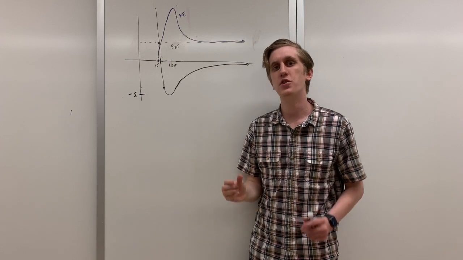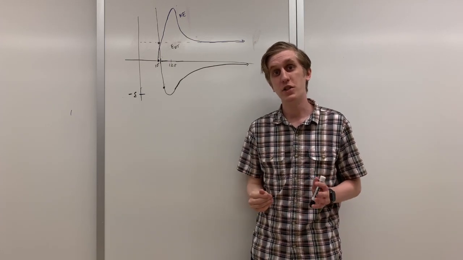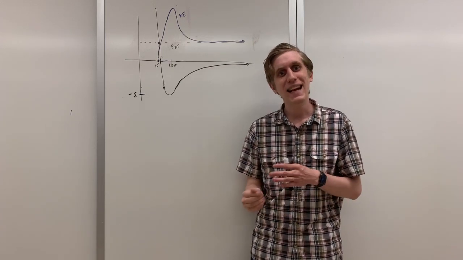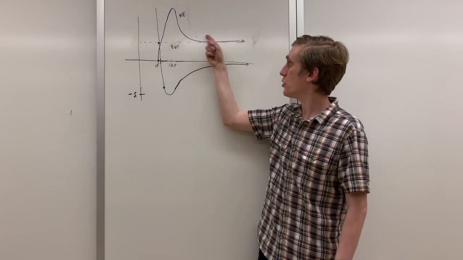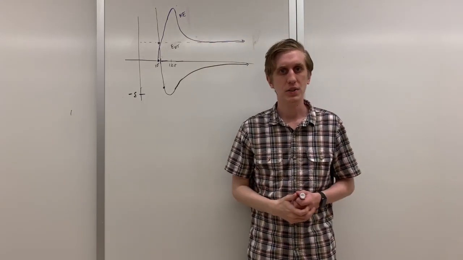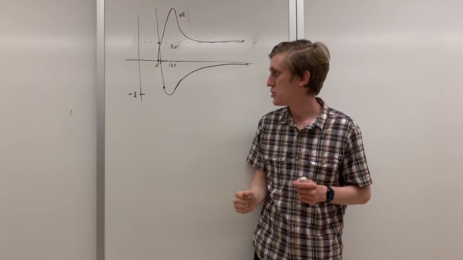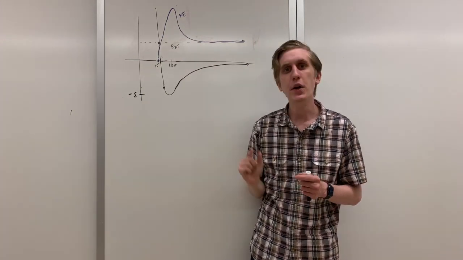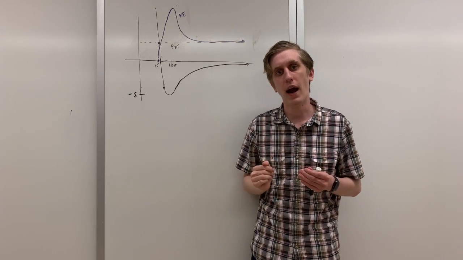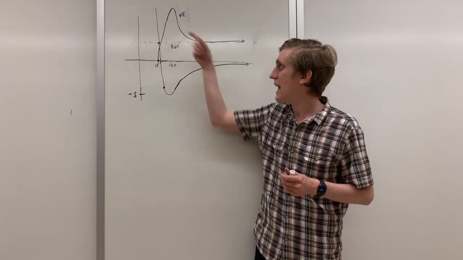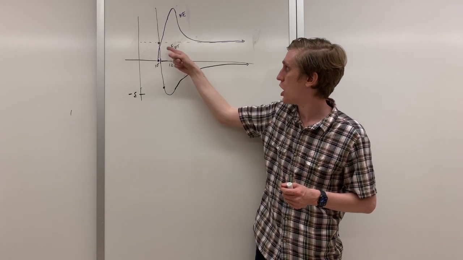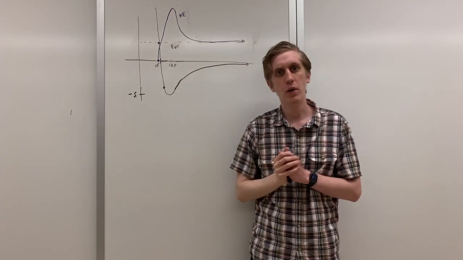So if potential energy is 0 and total energy is above 0, then kinetic energy must also be above 0 as the particles get very far apart. The rest of the shape of the kinetic energy graph is basically just a mirror image of the potential energy graph. Remember that the kinetic energy plus the potential energy always must equal the total energy.